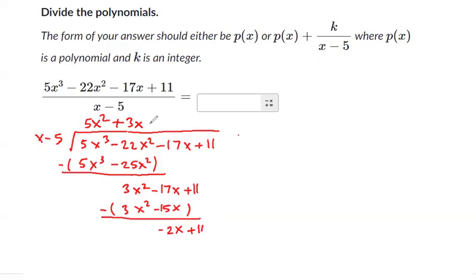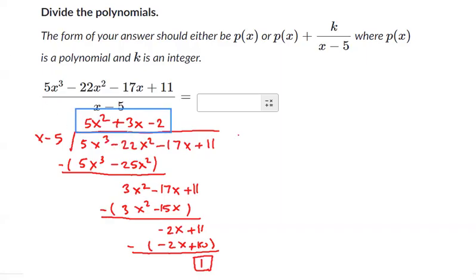I need to multiply x by something to get negative 2x, so that should be just negative 2, multiplied by x minus 5. Negative 2 times x is negative 2x, and negative 2 times negative 5 is just 10. When we do the subtraction again, these will cancel. So you have 11, and this was a positive 10. So 11 minus 10 will be just 1, meaning my remainder has to be this, and my quotient is the expression we have right here.